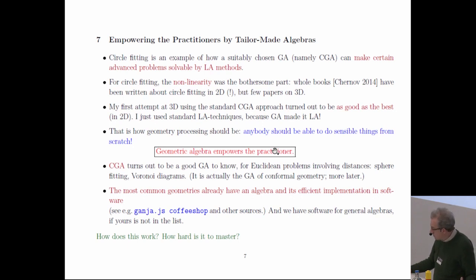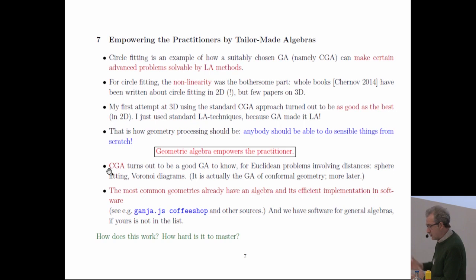It's because the way of handling problems with geometric algebra, having the right algebra for the problem, really empowers the practitioner. Something that you try as a first reasonable thing that is dictated by the structure of geometric algebra is, for the sort of problems that we try to deal with, often also a very good solution. And that's how it should be. You know, geometry is too important to be left to mathematicians, we say.